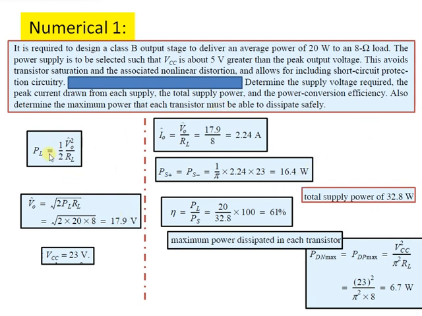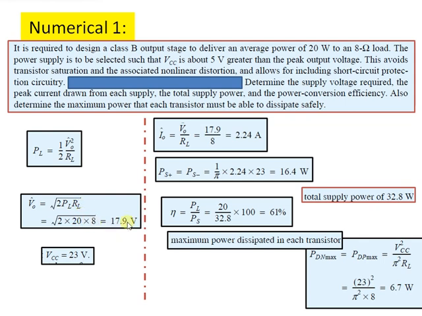To compute the load power, PL is equal to half of V naught cap square divided by RL. First we need to find out what is the peak value. So rearrange this equation and you get it as square root of 2PL into RL. In the question it is mentioned that the average power is 20 watt delivered to the 8 ohm load. So PL is equal to 20 watt and RL is equal to 8.